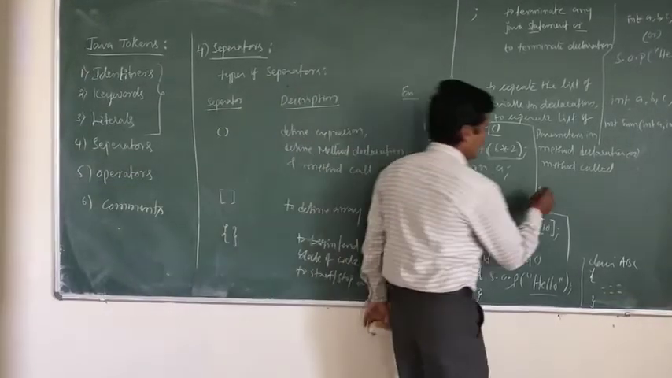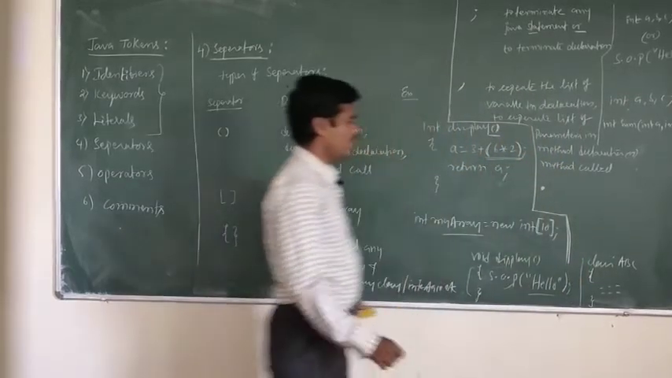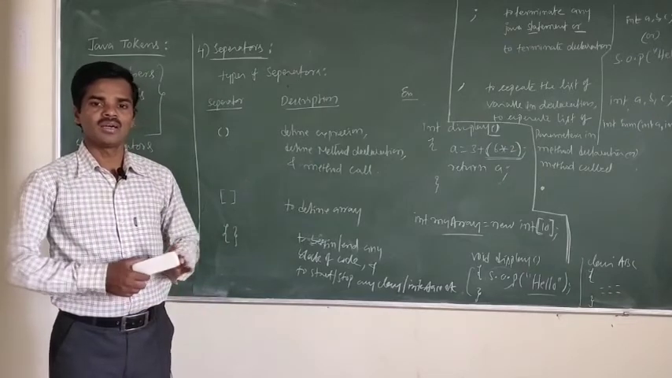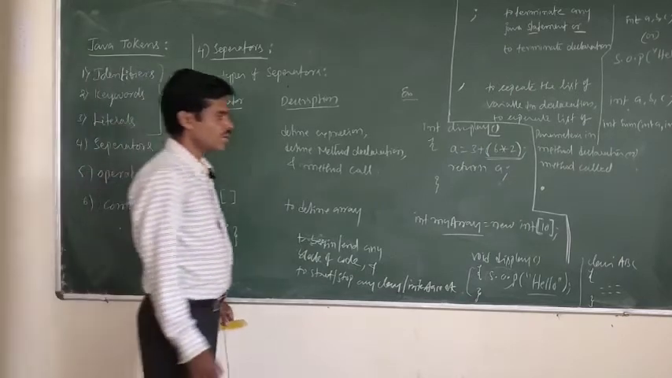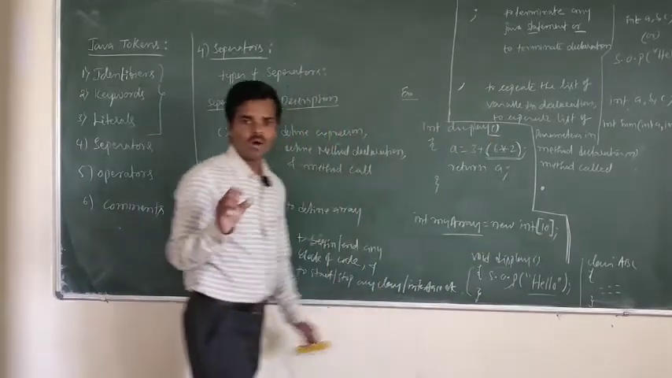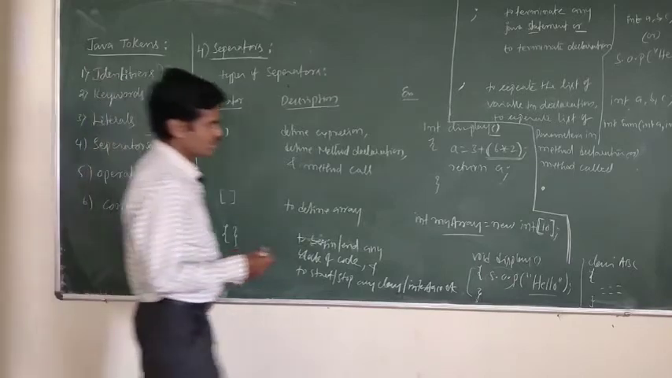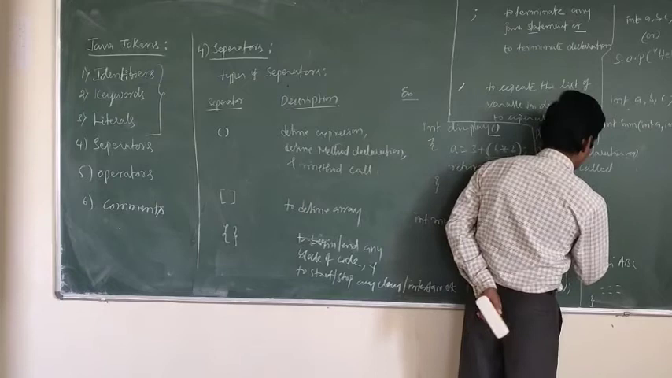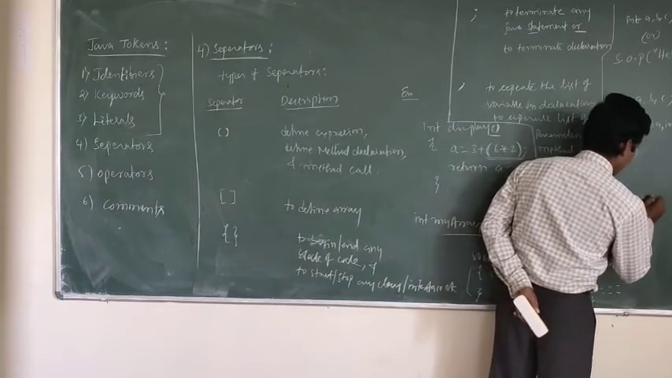Next, the last one, dot or period. This dot operator or period operator is used to concatenate the class and method being called. If you want to link the class and method, or link the object and method, we use the dot operator. For example, to link between class and method.